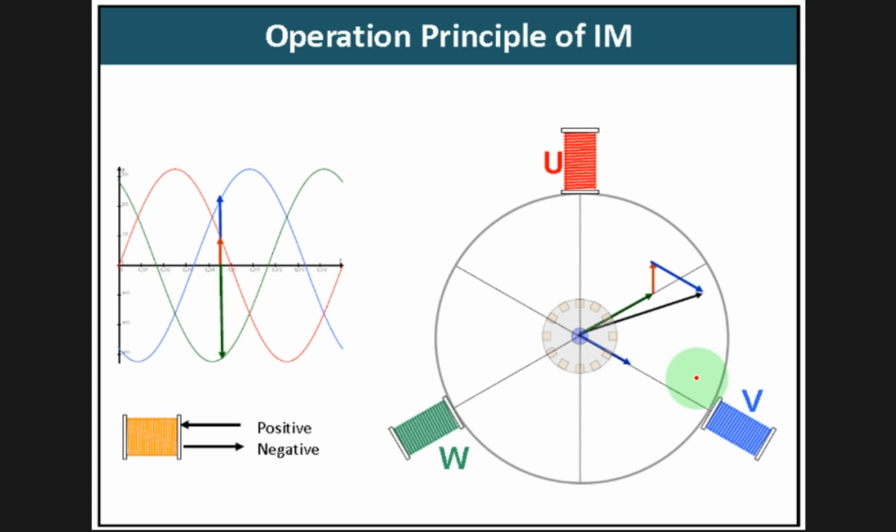So you will be able to understand how the magnetic field is rotating when you supply these three coils with a balanced three-phase supply.